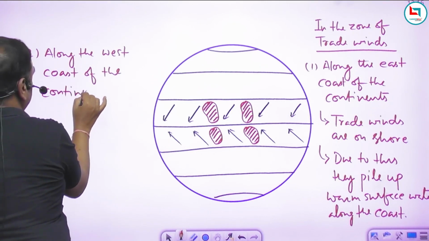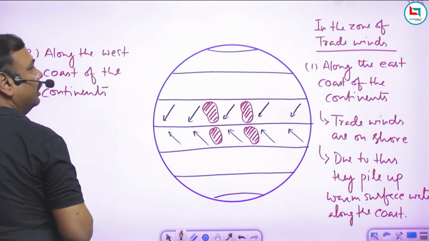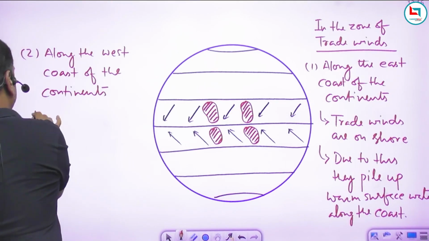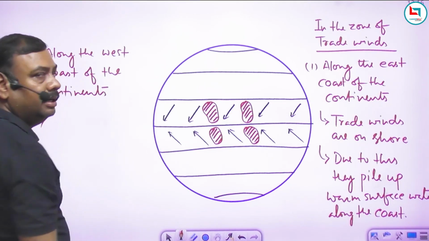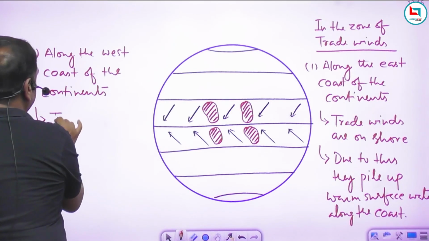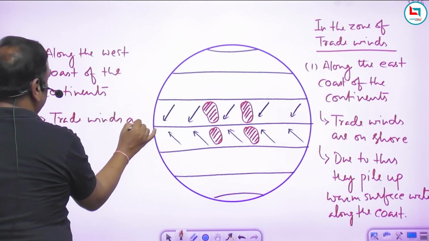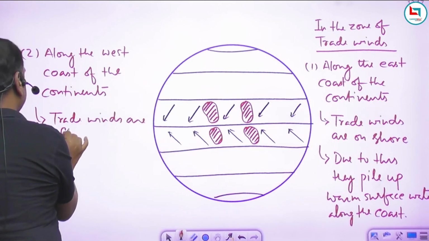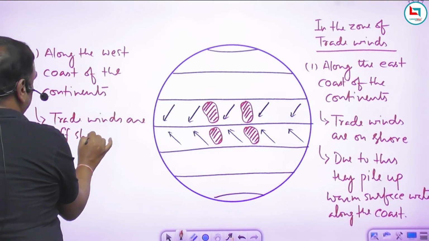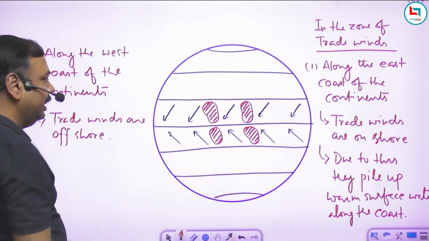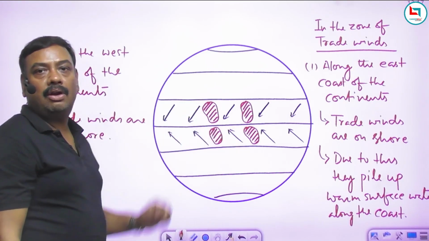Along the west coast of the continents, right? So the two things are again considered here. The first thing, trade winds are offshore here. You can see trade winds are offshore here.